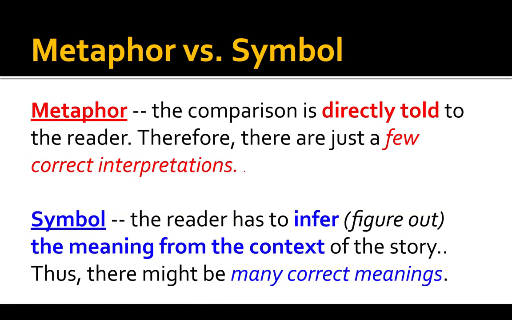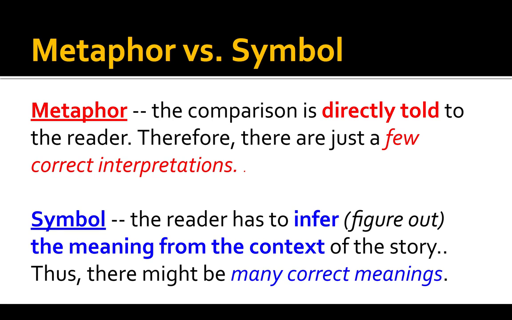Which brings us to our next difference between them. A metaphor is when the comparison is directly told to the reader, right? So you're going to read the woman's face was a beautiful rose. And therefore, there's just a few correct interpretations. You're kind of saying the woman was beautiful because roses are beautiful. The woman was valuable because roses are valuable. The woman was beautiful and maybe really red. She has red cheeks because roses are red, right? There are several interpretations, but you kind of got to stick with them.